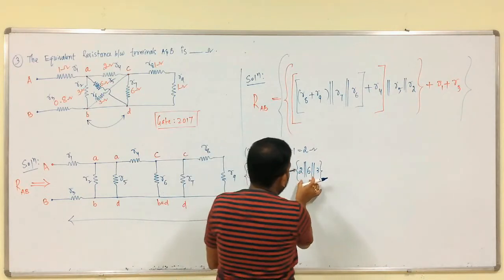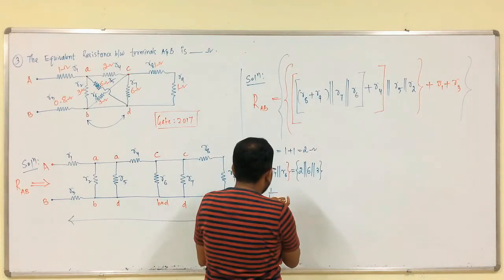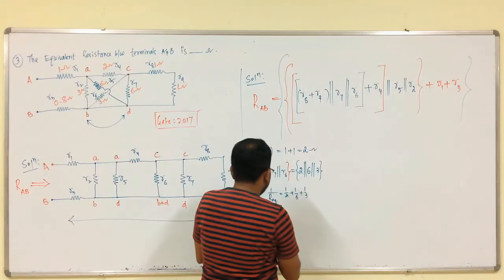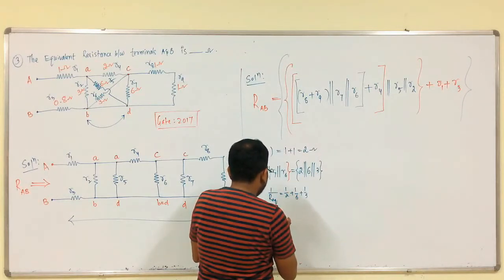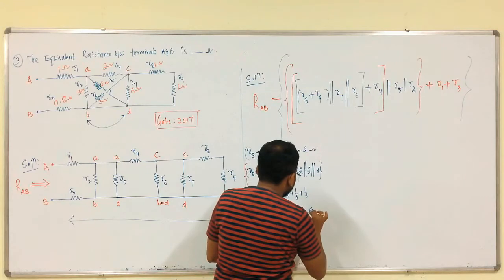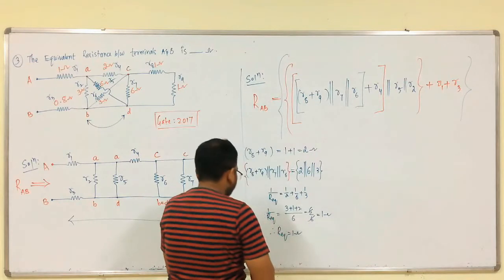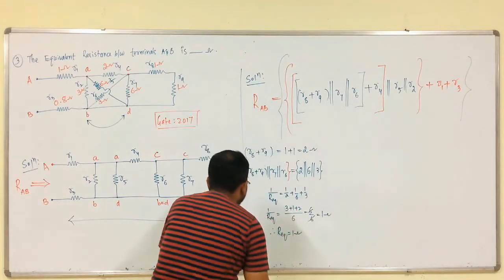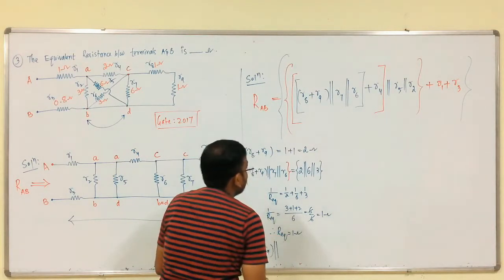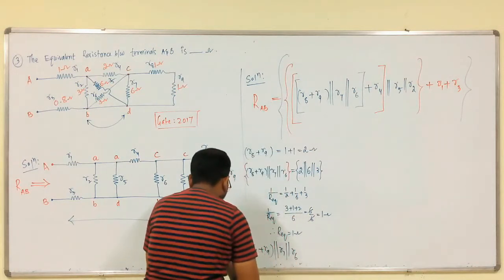Therefore, the value of 2 parallel with 6 parallel with 3 is given by 1 by R equivalent, which is equal to 1 by 2 plus 1 by 6 plus 1 by 3. From this, 1 by R equivalent is what? 3 plus 1 plus 2, which is equal to 6 by 6. So, 1 ohm. Therefore, R equivalent is nothing but 1 ohm, which is the parallel combination of R8 plus R9, R7 and R6, which is equal to what?